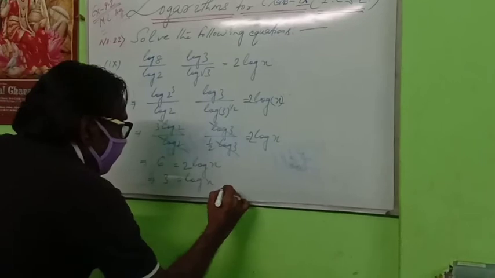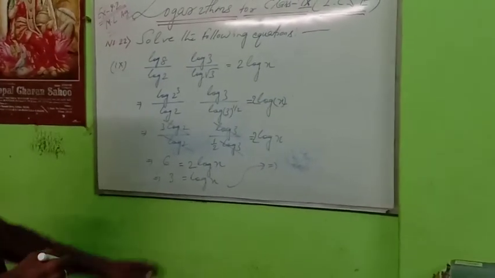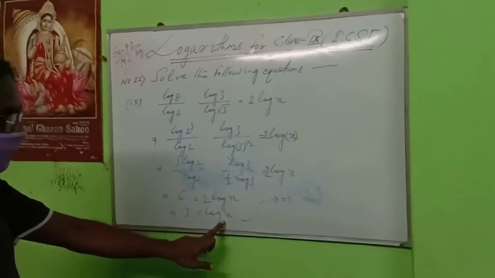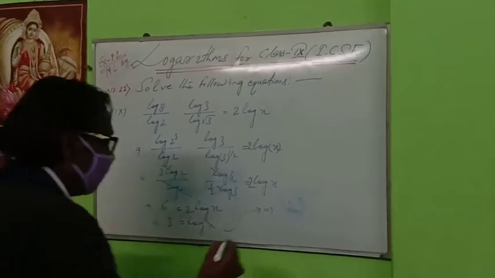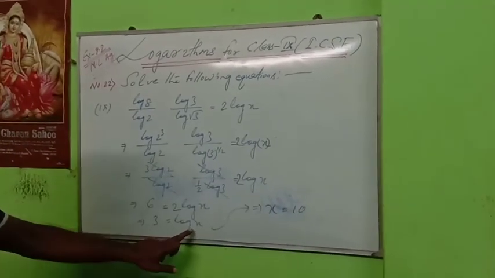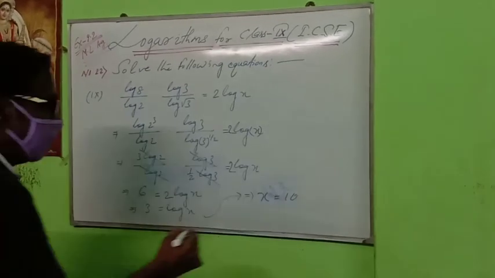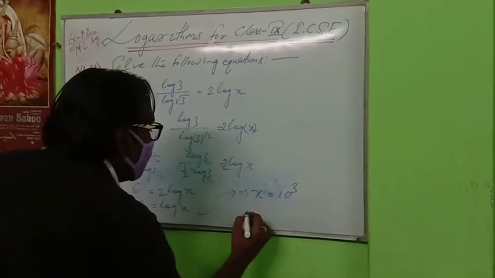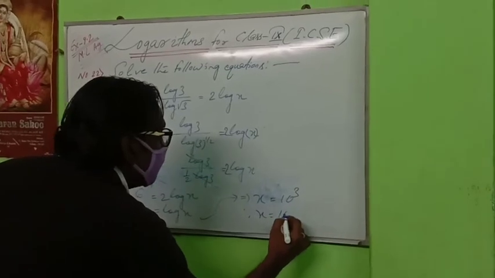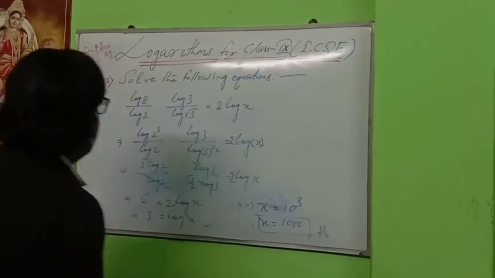Now, see here, log x equal to 3. Base not given means here base is 10. Therefore x will be how much? 10 cube. If logarithm base is not given, here you have to take base as 10. Means 10 to the power x is equal to 10 to the power 3. That means x equal to 10 cube, which means 1000. Okay. Already I have completed 9 sums today.